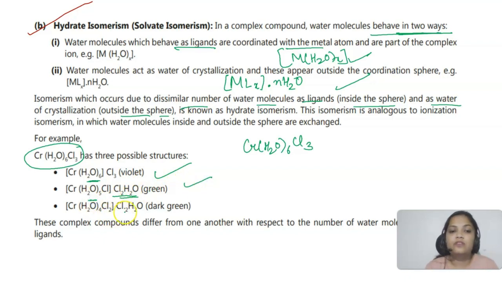And then if you have two water molecules which are outside the coordination sphere, that will be dark green in color. So the main thing is that these compounds differ from one another with respect to the water molecules acting as ligands. The number of water molecules inside and outside the coordination sphere would be different. Okay. So that is the thing.